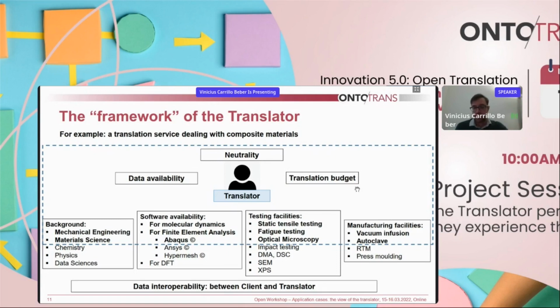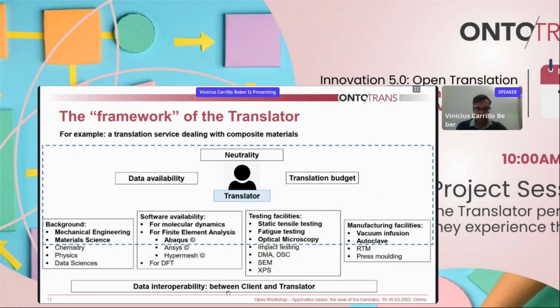There are also the testing facilities. So if you need material properties, there are several types of characterization methods that the translator would not necessarily have access to. I give an example here. Among all these different types of testing facilities, you might have access to 1, 2, or 3 of them, and there are a lot of other techniques that the translator would not have access to. And also in the specific case of composite materials, there are a lot of manufacturing methods which the translator does not necessarily have access to.